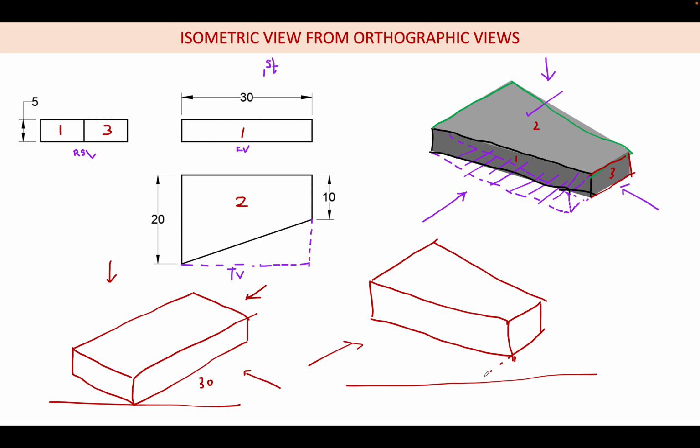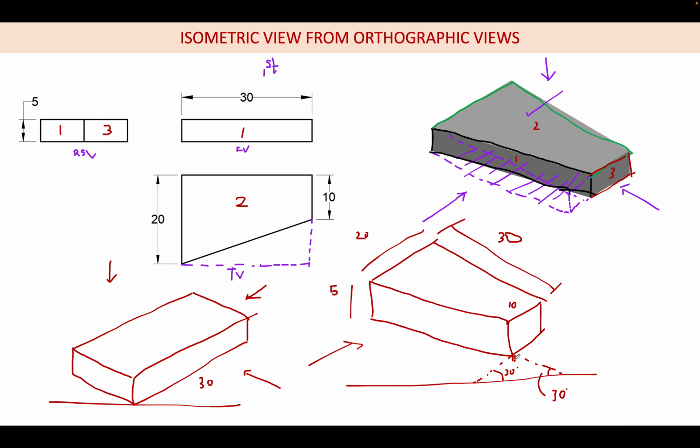If you extend this, this will be 30 degree. If you extend this, this will also be 30 degree. So if I go into dimension, this will be 30. For the sake of convenience, I am following the true length. In reality, when I am drawing, this will be 30 into 0.816. This will be my 20, this will be my 5, and this will be my 10.